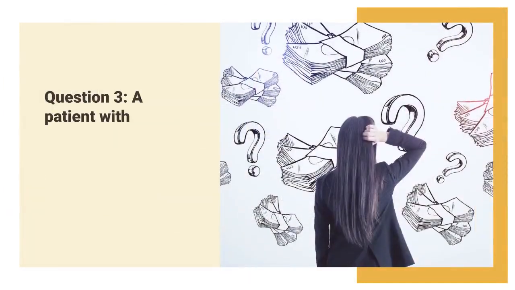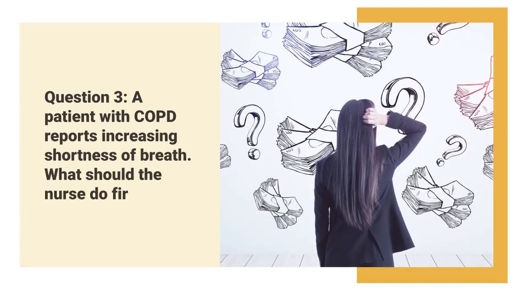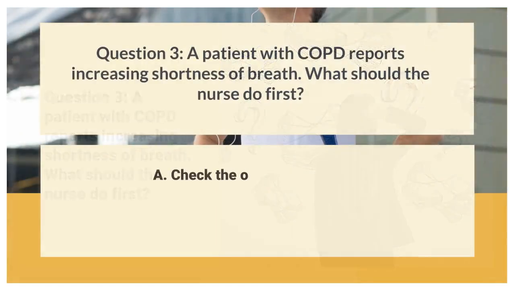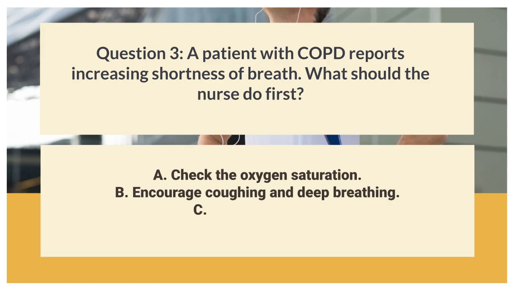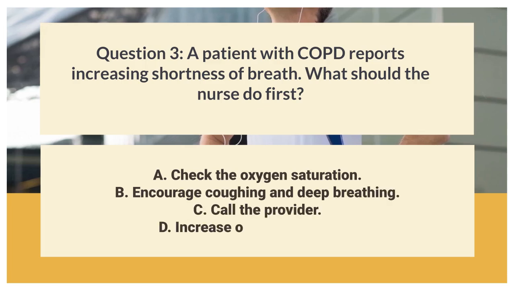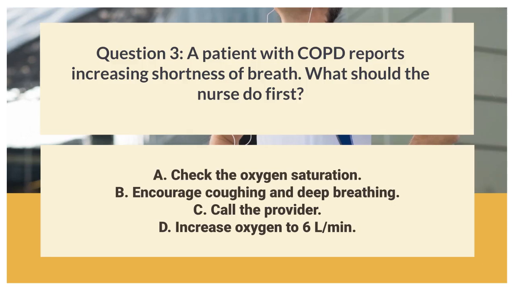Question 3. A patient with COPD reports increasing shortness of breath. What should the nurse do first? A, check the oxygen saturation. B, encourage coughing and deep breathing. C, call the provider. D, increase the oxygen to 6 liters. Okay, let's think of this one.